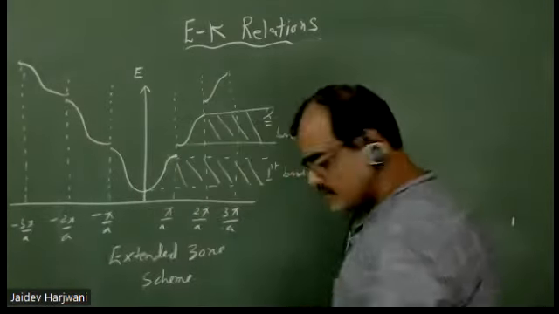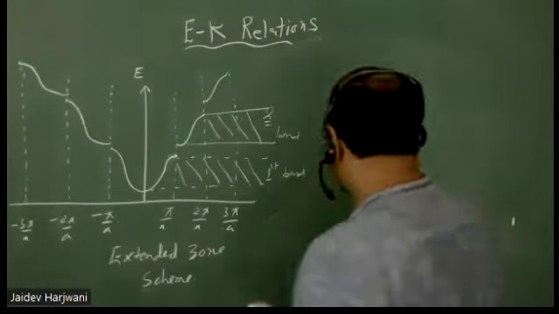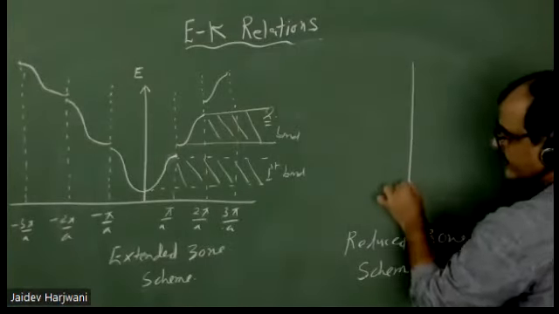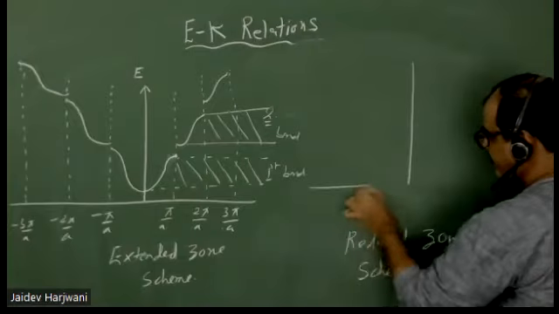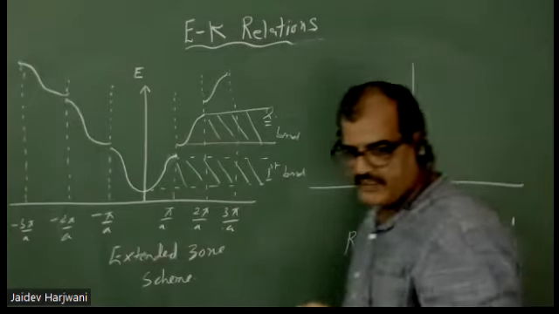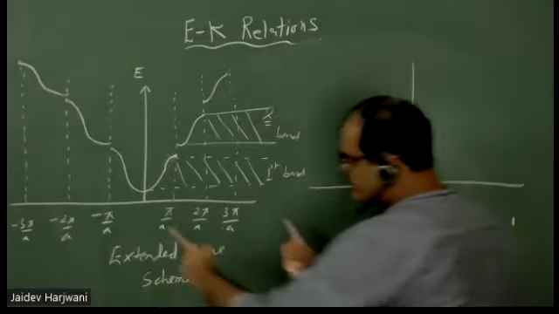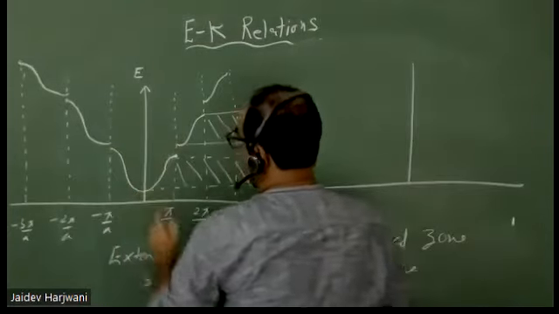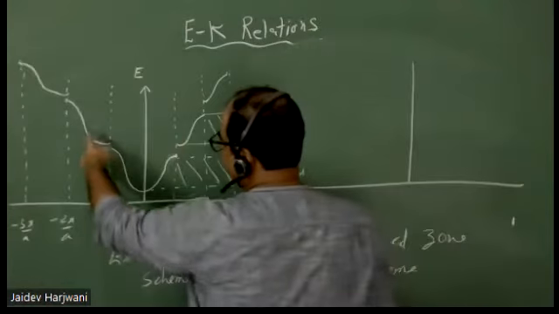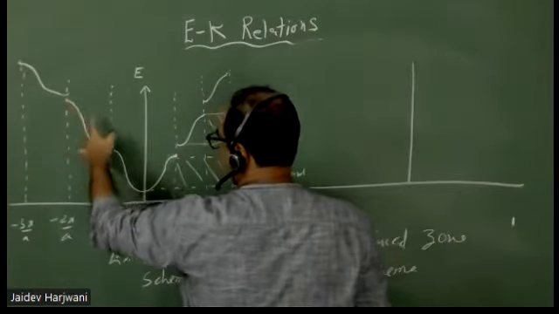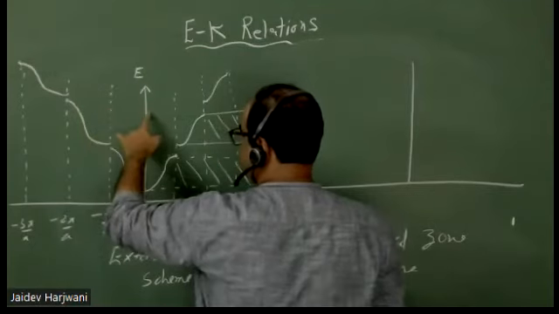How to do it? I told you the E-k diagram has this translation symmetry. If I want to draw the reduced zone scheme, reduce means we have to reduce the zone, so I have to bring this one in. So I will simply translate this by 2π/a. If I translate this curve by 2π/a, it will come here, this one will come here.